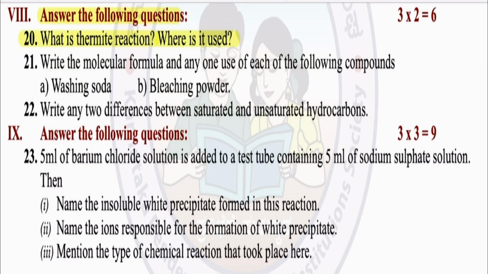So these are all the questions repeated from the model question paper provided by the KSEAB board. You can also check that video. Question number 21. Write the molecular formula and any one use of each of the following compounds. A, washing soda, and B, bleaching powder.